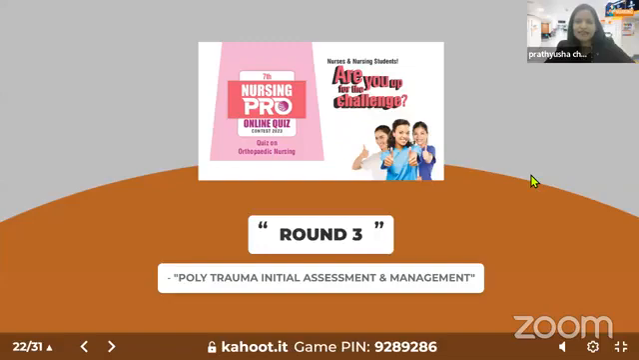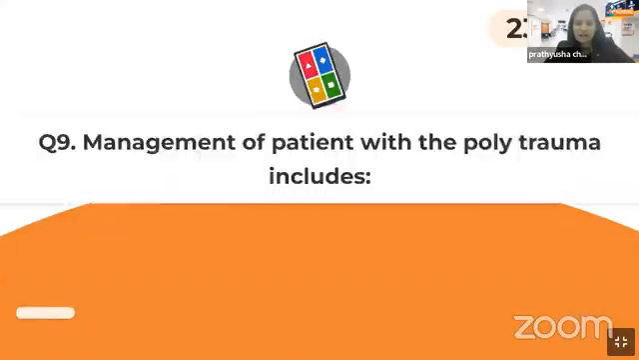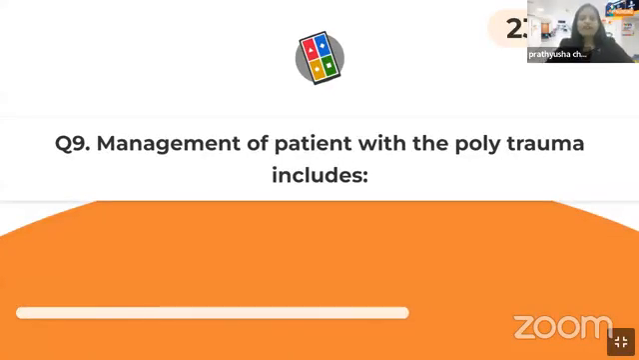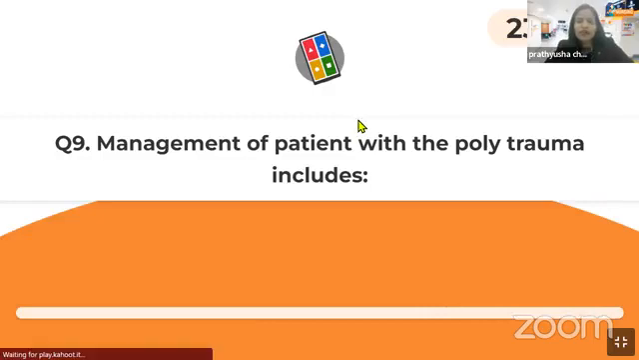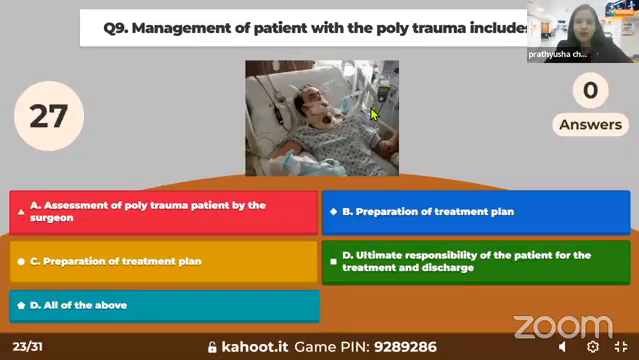So this is about round 3. I hope your scoreboards are going higher and higher. This is the last round, which we are going to decide whether you are on the top score or not. Yes, round 3 is talking about the polytrauma initial assessment and the management. So let us go to the first question. The question talks about management of patient with polytrauma includes what?